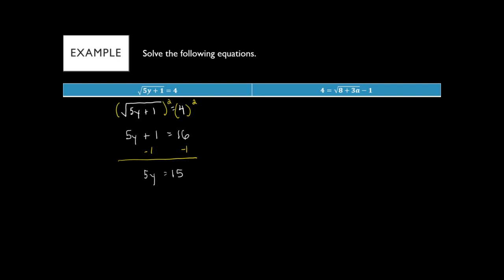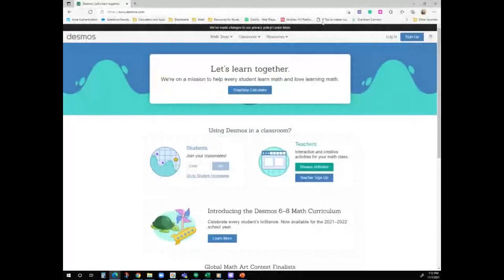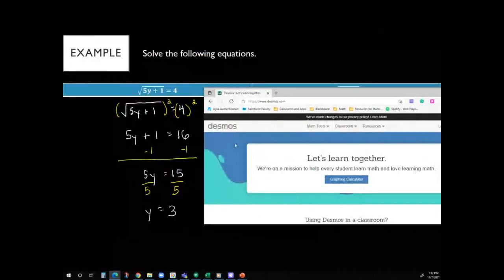And then we can divide both sides by 5 and get y is equal to 3. Now I'm going to show you how you can use some technology to check your answer here. So I'm going to bring up Desmos. It is a wonderful resource.